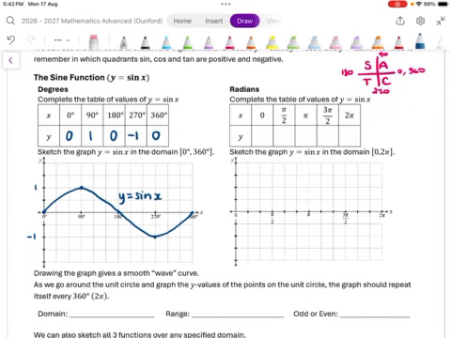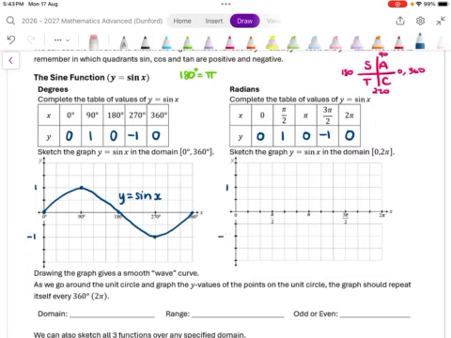Now we know that 180 degrees is equal to pi when we are looking at radians, so this matches up. Pi on 2 is 90, 3 pi on 2 is 270, 2 pi is 360. That means sine of 0 is 0, sine of pi on 2 is 1, sine of pi is 0, sine of 3 pi on 2 is negative 1, and sine of 2 pi is 0. Now you can just put that into your calculator to get those values.